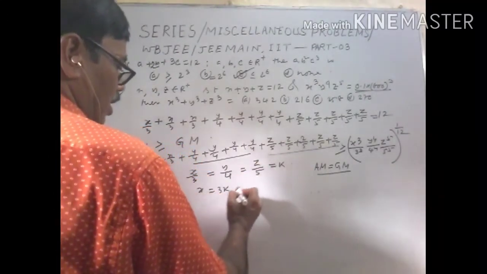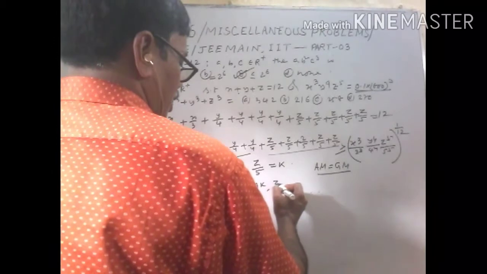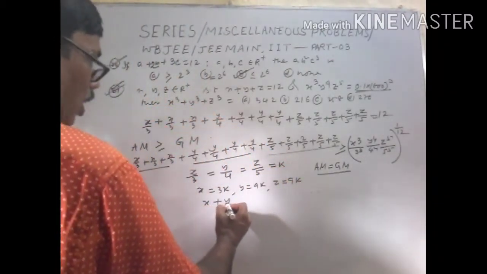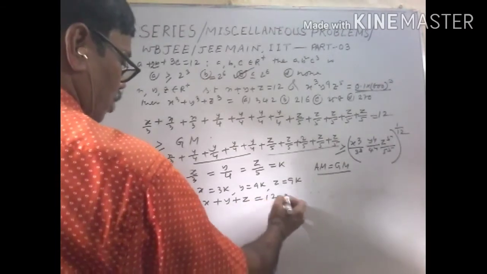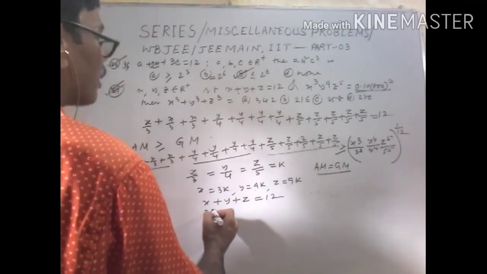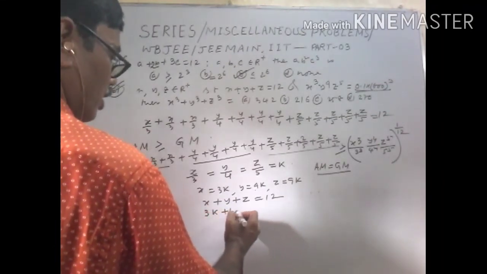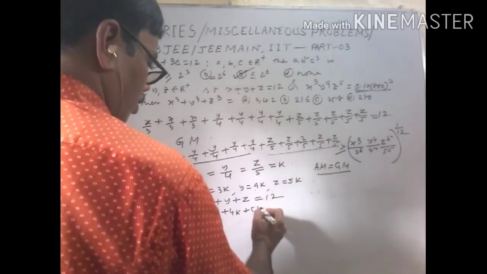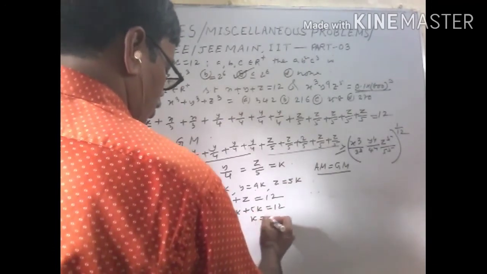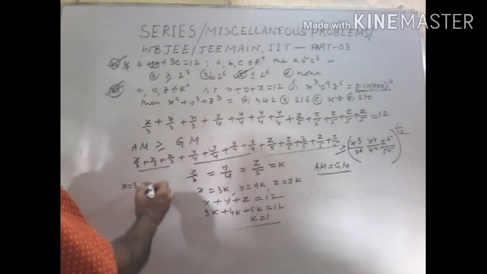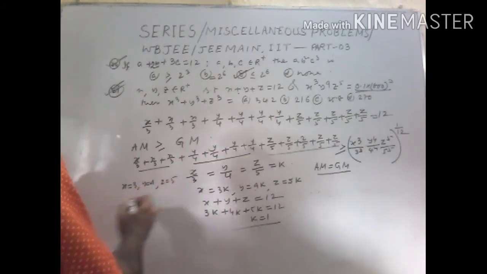So x equals 3k, y equals 4k, z equals 5k. So if we put x plus y plus z, it is given to be 12. So this is 3k, this is 4k, and this is 5k. 12k equals 12, so k equals 1. So what we are getting? x equals 3, y equals 4, z equals 5.